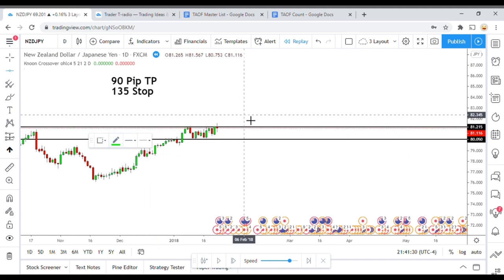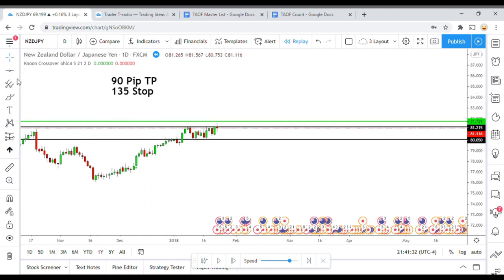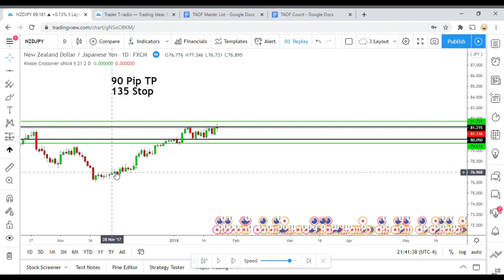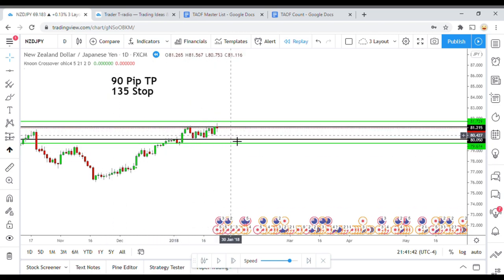And as I've said, there are people who will set orders above and below channels like this. And so what you're seeing here is a channel consolidation. If it breaks up above with some kind of momentum, then it could continue upwards. If it breaks down below with some kind of momentum, then it could continue downwards. And that's generally what we see.